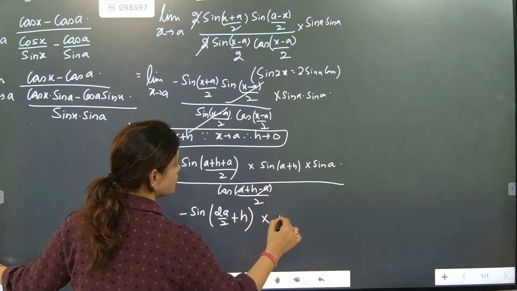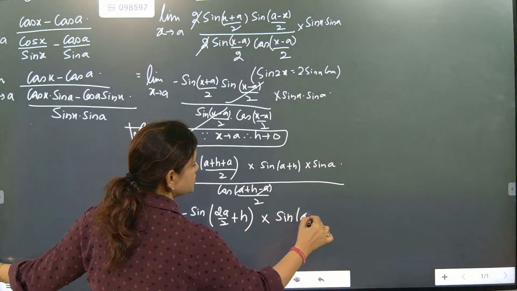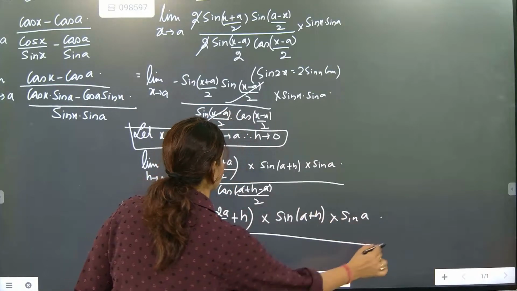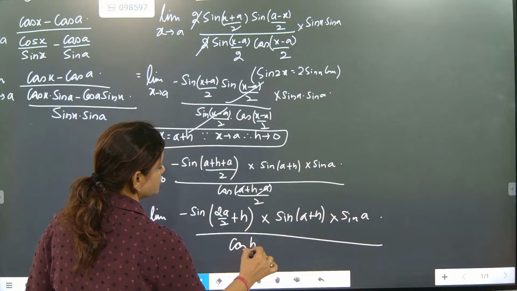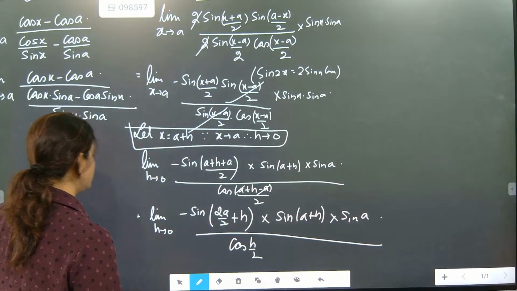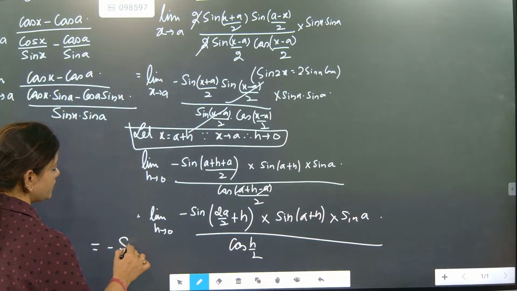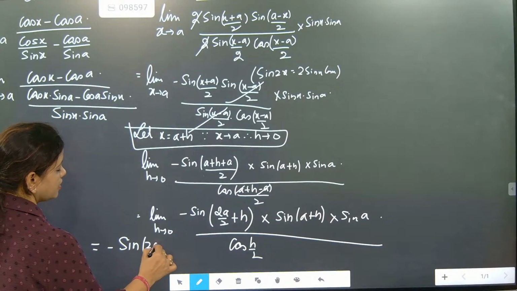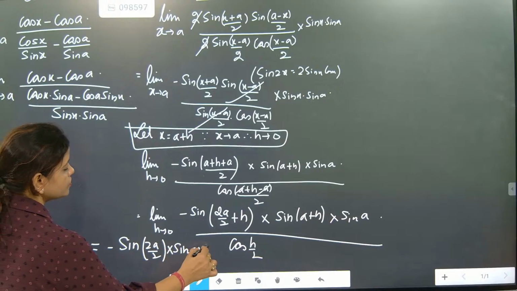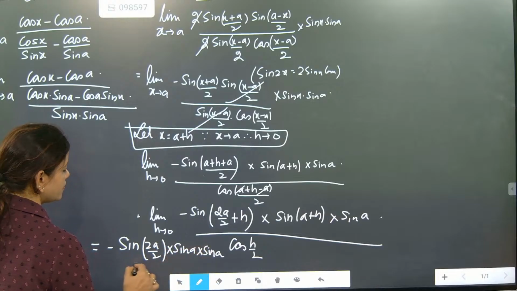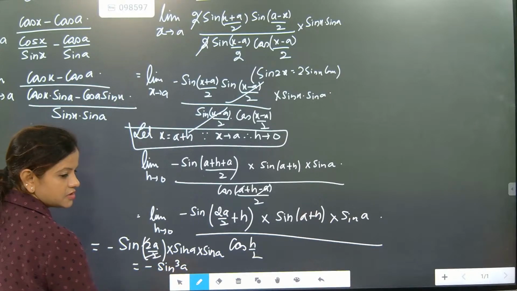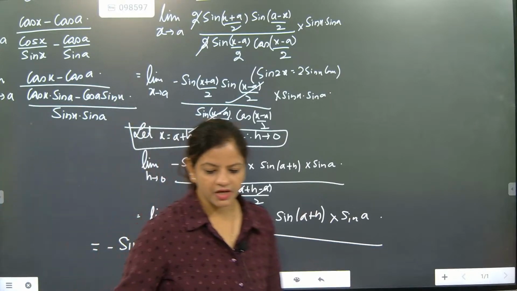It is not going to impact, because directly we can write sine of 2a by 2 plus h. So this is out of context. We can directly solve this by cos h by 2. Now wherever h is there, you put 0. You will see the answer will come. It will become minus sine 2a by 2 into sine a into sine a, so it will become minus sine cube a. That's it, story over.